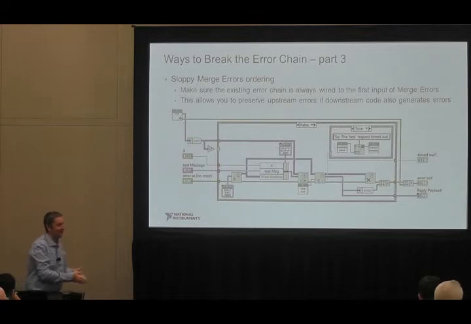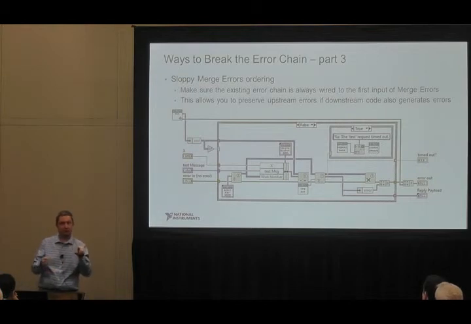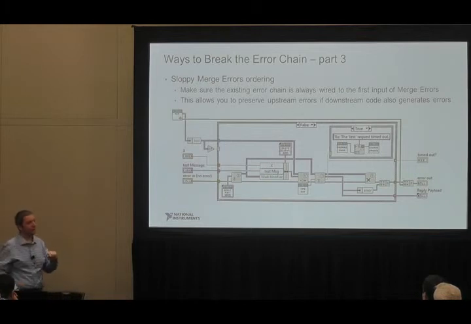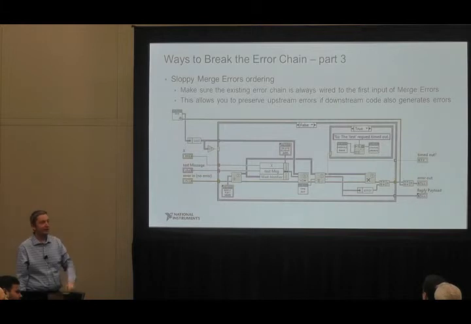Question. Can you control-click switch, like a camel? So the question is, can you do the little switcheroo thing where you hold down control and click on the merge errors? You can. You can do that on any function that only has 2 inputs. Once you add a third input, you can't do it.